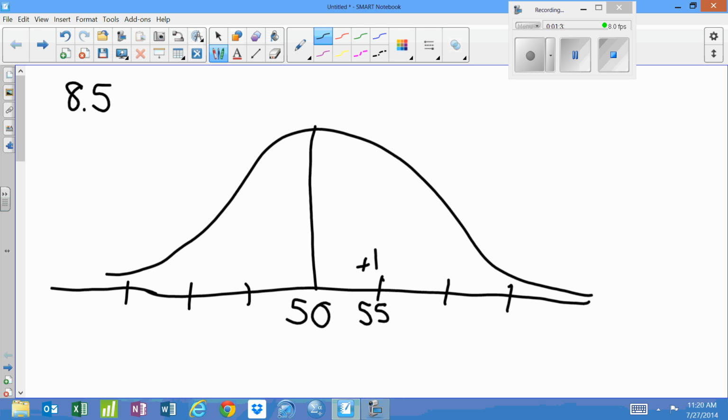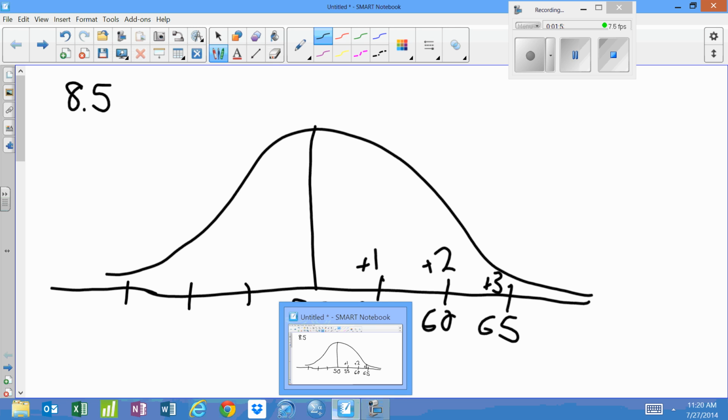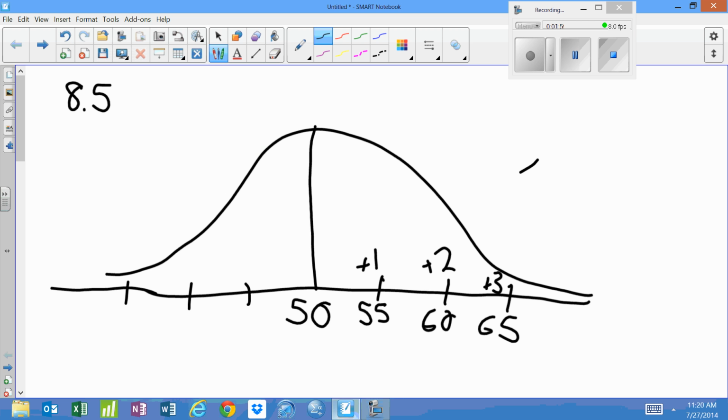If I go out 2 standard deviations, I'm going to add 2 of those onto 50. So I'm going to add 5 plus another 5. And then if I go out 3, I'm going to add another 5 on. So each of these points represents another standard deviation away from our mean. Since our 5 is our standard deviation, we just add that to the right.